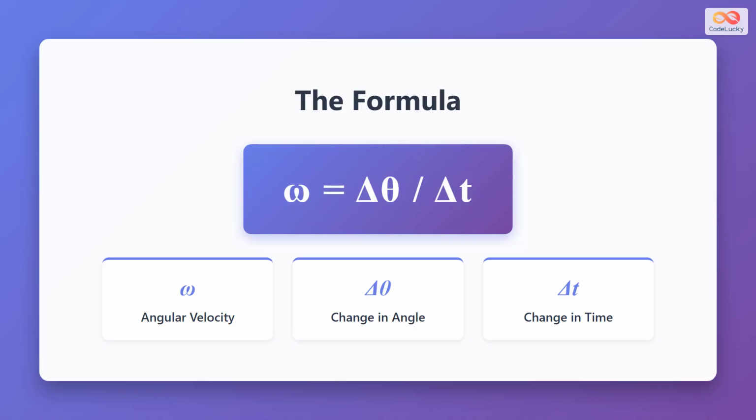The formula for angular velocity is omega equals delta theta divided by delta t. Omega represents angular velocity, delta theta is the change in angle measured in radians, and delta t is the change in time. This formula tells us that angular velocity is simply how much the angle changes over a given time period. The larger the angular displacement in a shorter time, the higher the angular velocity.